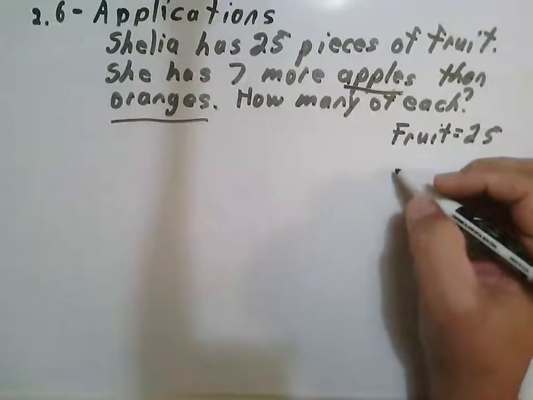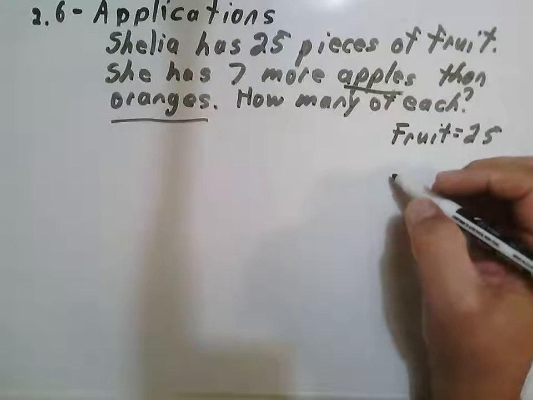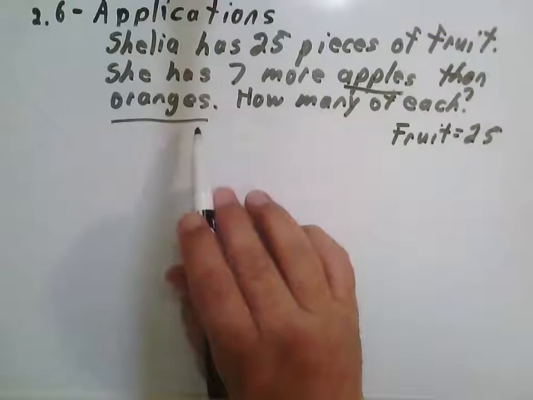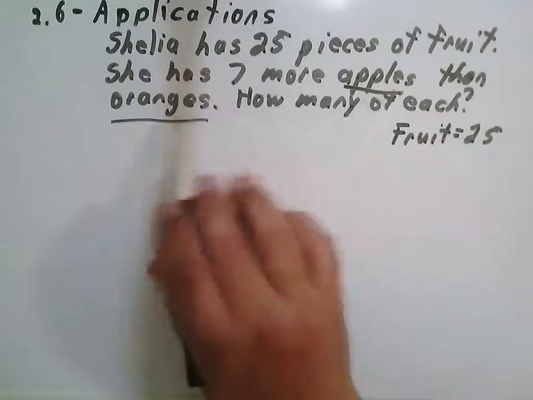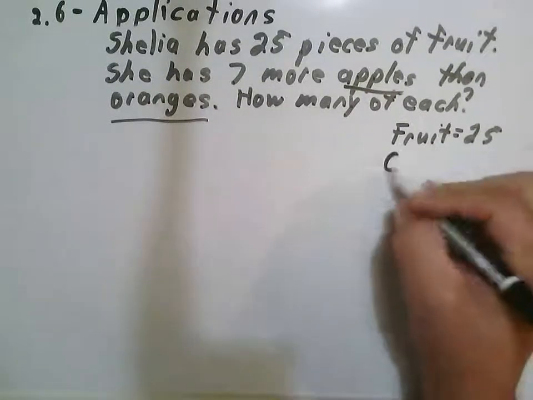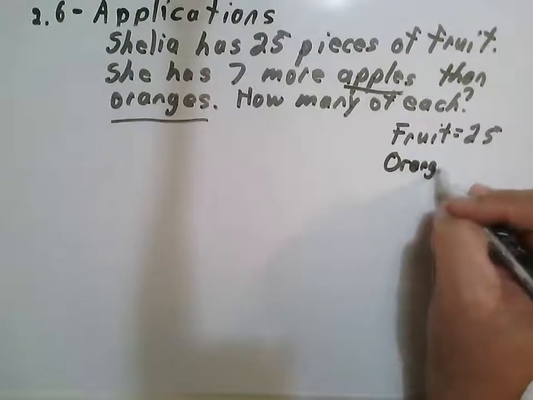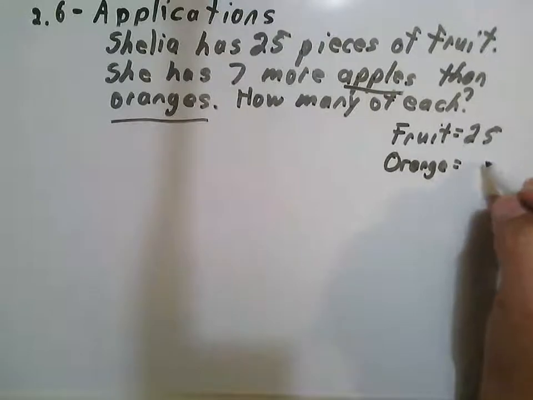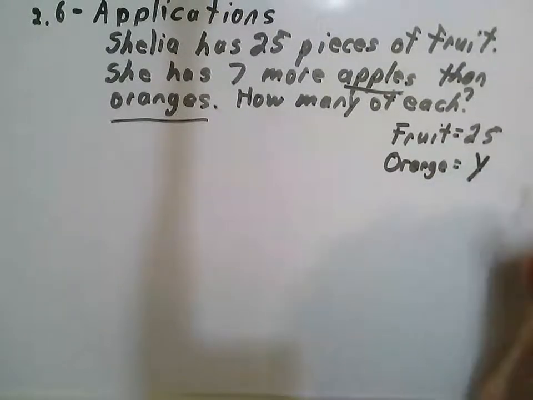So the one thing that we don't know is it addresses apples. It says you have 7 more apples than oranges. So we know that apples is 7 more than oranges. What that means is we don't know what an orange is. We don't know how many she has. So that's going to become my variable. So I'm just going to make this orange. I could make it an o, but I don't want to get confused with a 0. So I'm just going to make that my y.